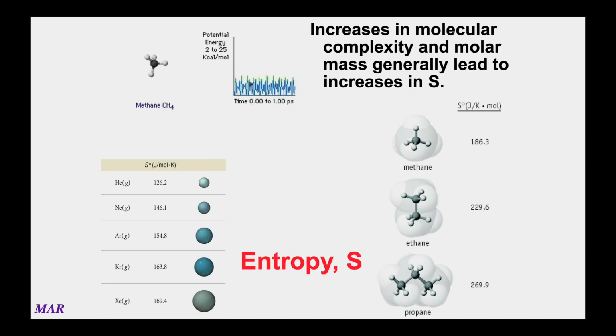In general, the more complex a molecule, the greater its entropy. We can see this trend by comparing 3 alkane molecules.